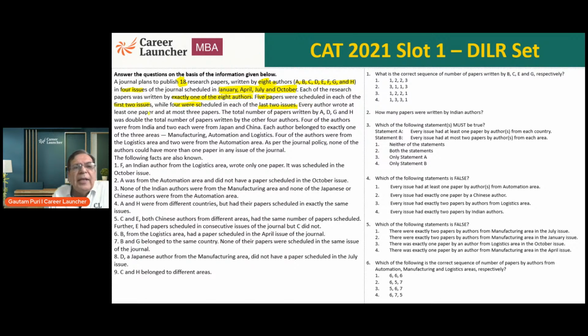Every author wrote at least 1 paper and at most 3 papers. Okay? So every author wrote at least 1 and at most 3 papers. So what do we have here so far? So far we know there are 8 authors, A, B, C, D, E, F, G, H. Each of them has written 1 or 2 or 3 papers, because it says at least 1 and at most 3 papers.